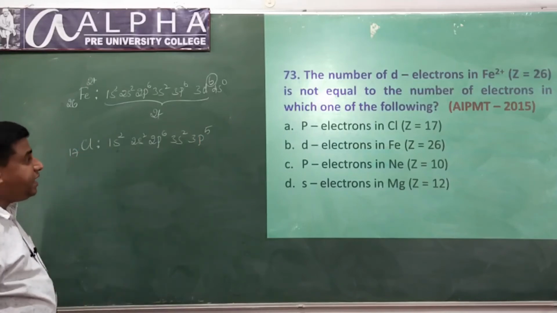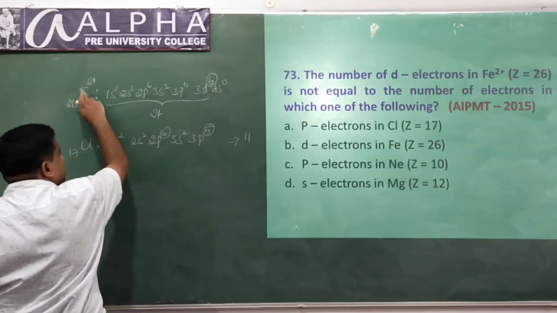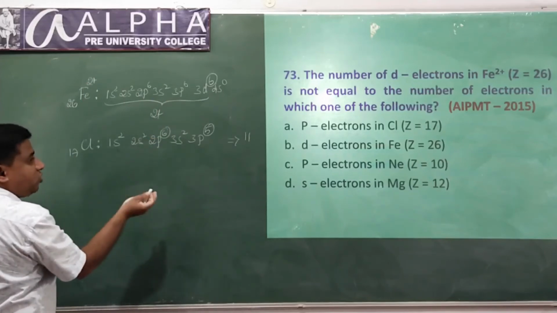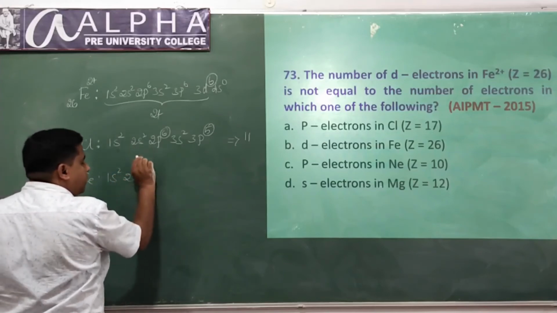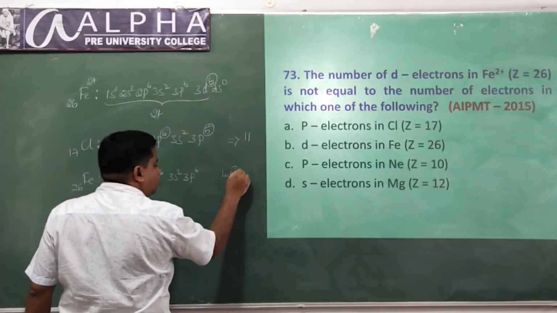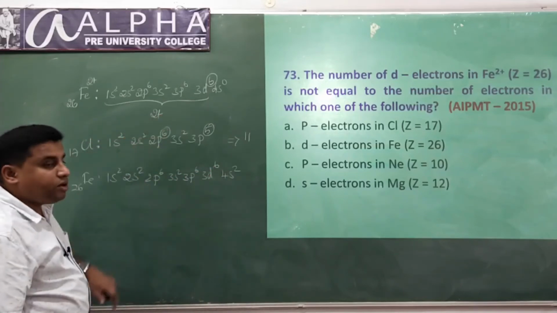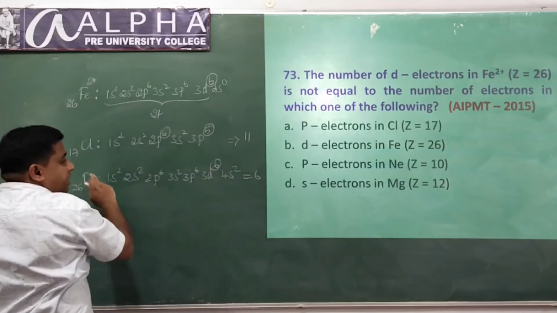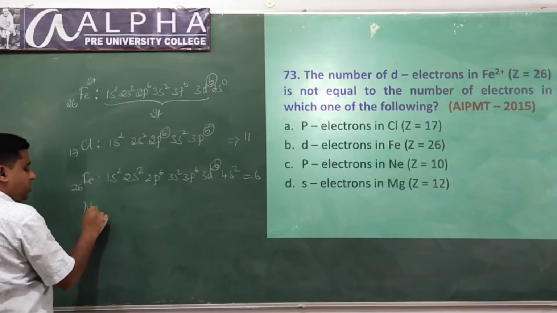Now how many p electrons in chlorine? 6 plus 5, total 11. How many d electrons in Fe2+? 6. Next, d electrons of iron, Fe: 1s2, 2s2, 2p6, 3s2, 3p6, 4s2 and 3d6. How many d electrons in Fe? It is also 6. So the number of d electrons in Fe2+ is equal to the number of d electrons in Fe. If I go with neon, the atomic number of neon is 10.